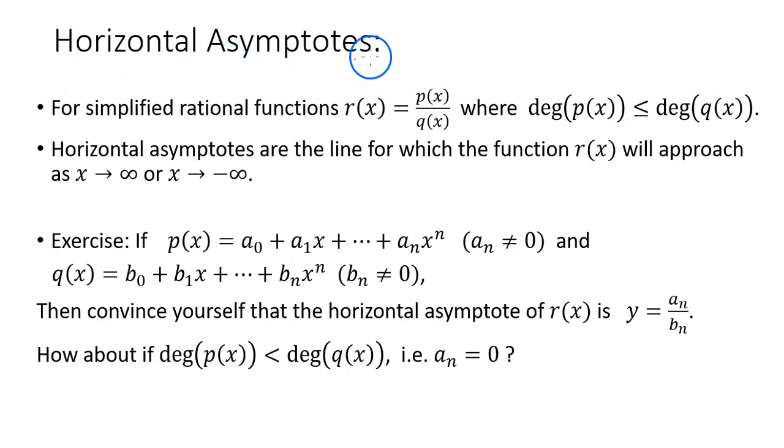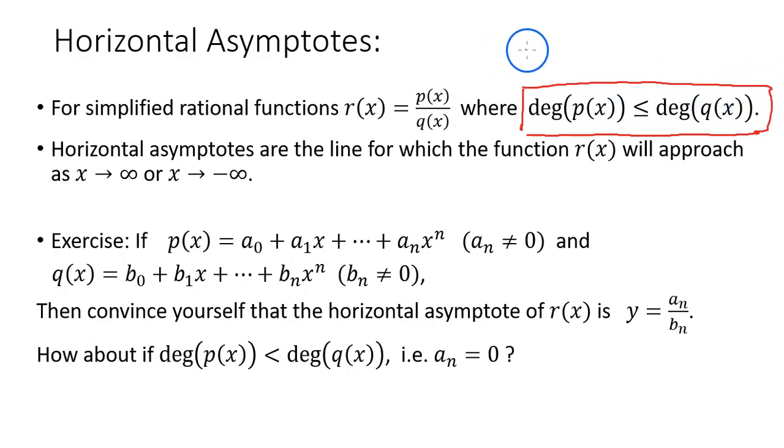Horizontal asymptotes. For simplified rational functions r of x equals p of x divided by q of x, where the degree of p of x is less than or equal to the degree of q of x. This part is important. So we need this condition to get a horizontal asymptote.